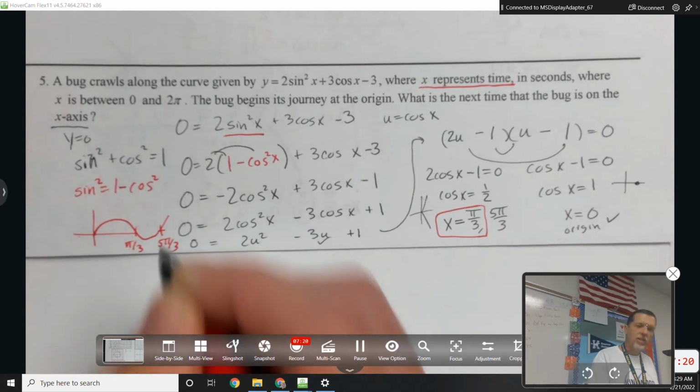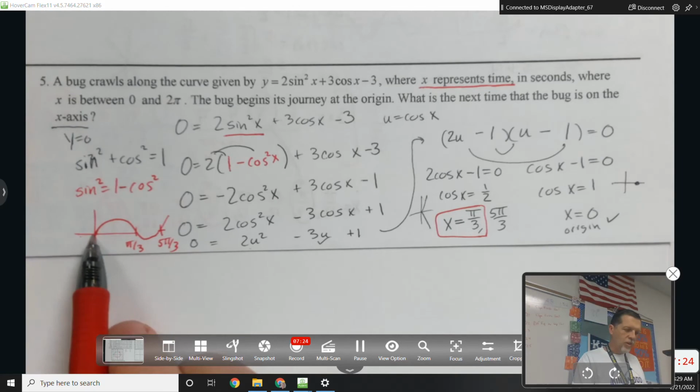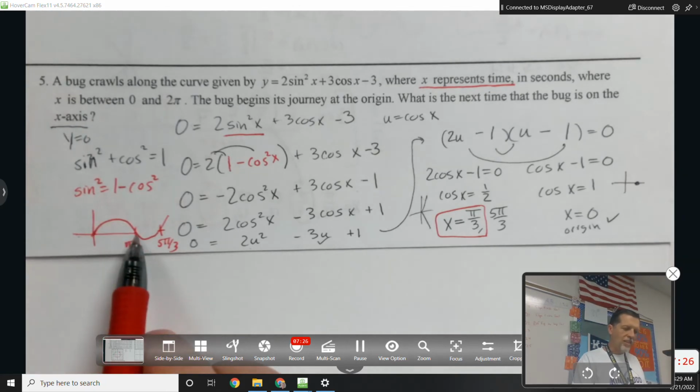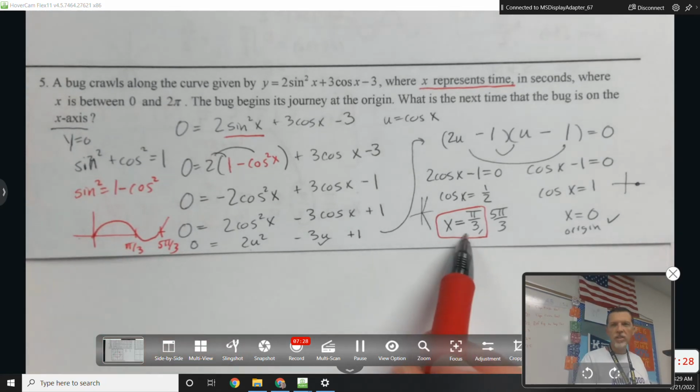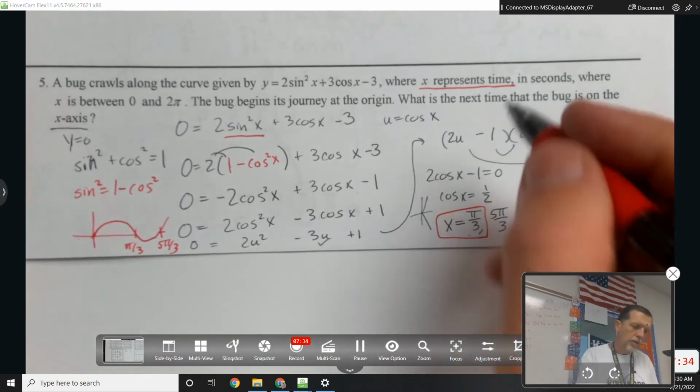okay, obviously that is not to scale. So he starts at the origin. The next time he crosses the x-axis is at pi over 3. That's when y is 0. He crosses it again at 5 pi over 3, but that's later. We don't want the later time. We want the next time.